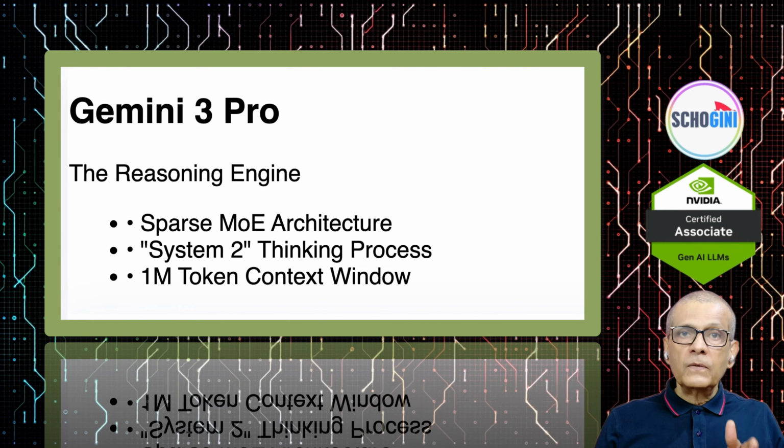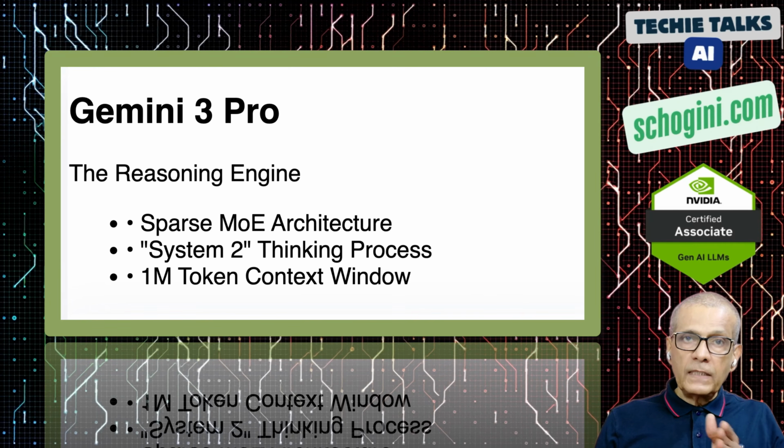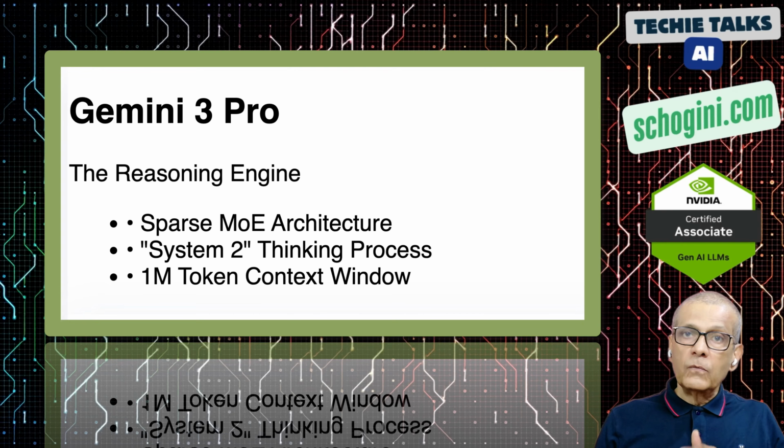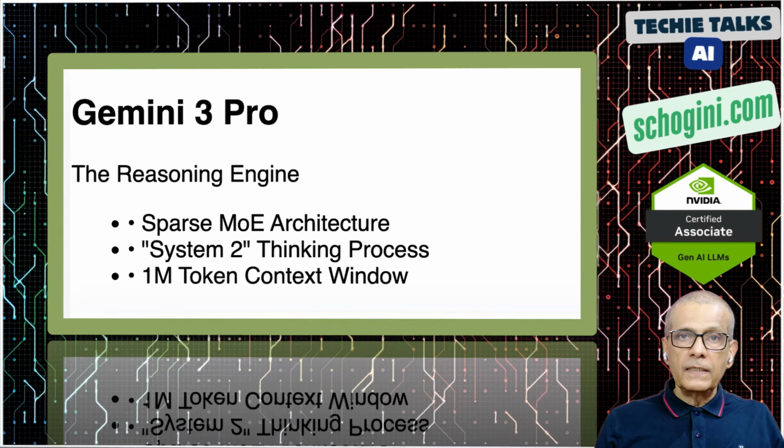Available now in Google AI Studio via the Gemini API. And of course, enterprise users can access it via Vertex AI as well. And remember, all these tools have a free tier.